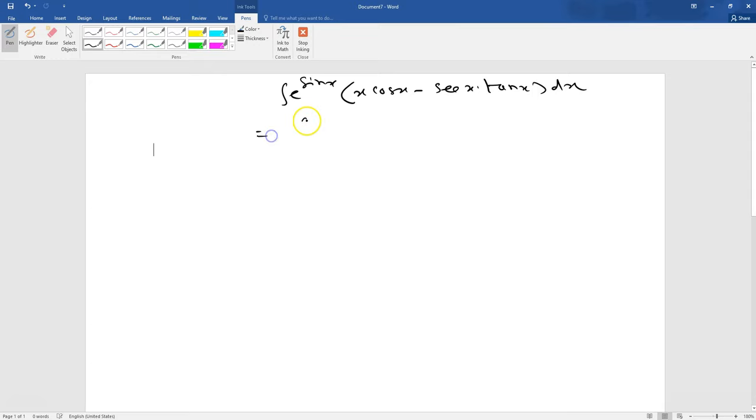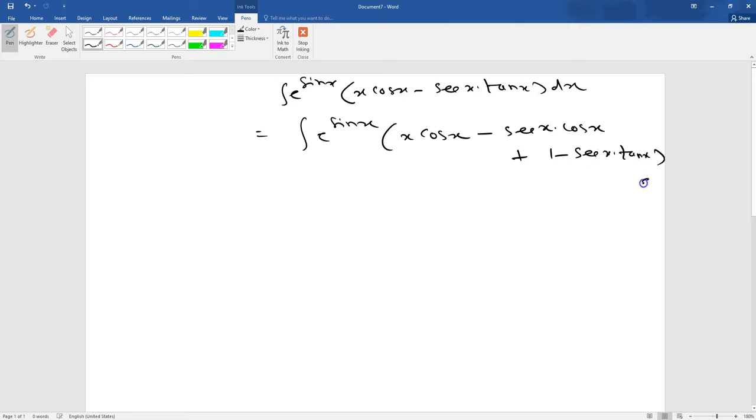Now let's say e raised to sin x, correct? Now x cos x minus sec x into cos x plus 1 minus sec x into tan x. Now why did I do this? This is sec x into cos x, which is 1. So I did minus 1 plus 1 as an adjustment here, right? So that minus 1 plus 1 will be 0. So this is the adjustment I did.